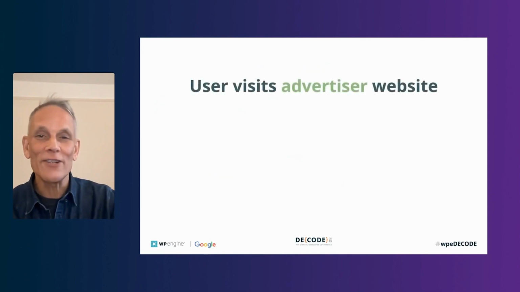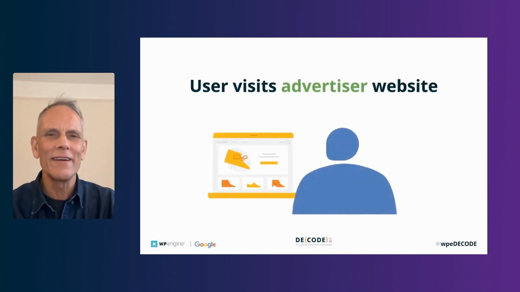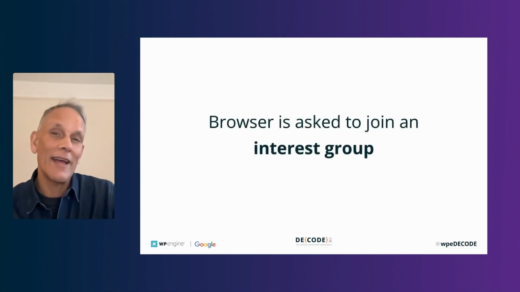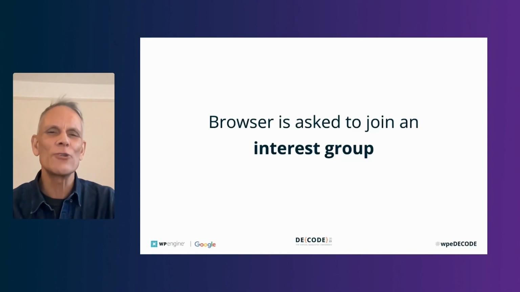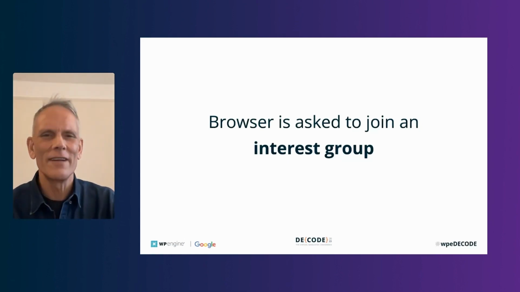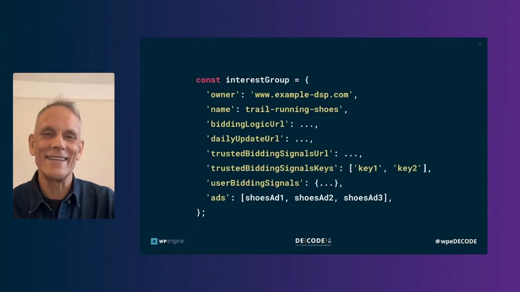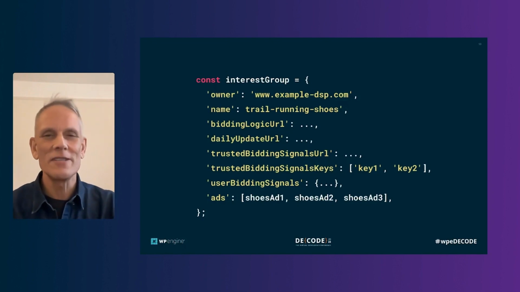I'll just go through Fledge step by step very briefly. Firstly, imagine a user visits an online shoe store and does some browsing. An ad tech platform, or maybe an advertiser themselves, makes a JavaScript call to tell the browser to join an interest group. And this group might be named something like trail running shoes. The configuration object for an interest group might look like this. In this example, the shoe store's ad tech might have an interest group for remarketing that they'd like to add the user to. And they've called this group trail running shoes.